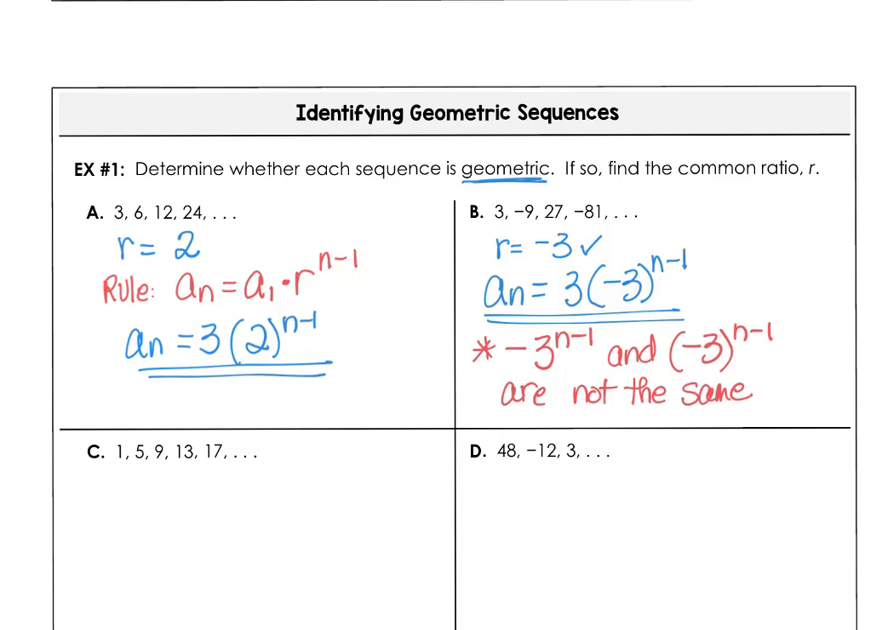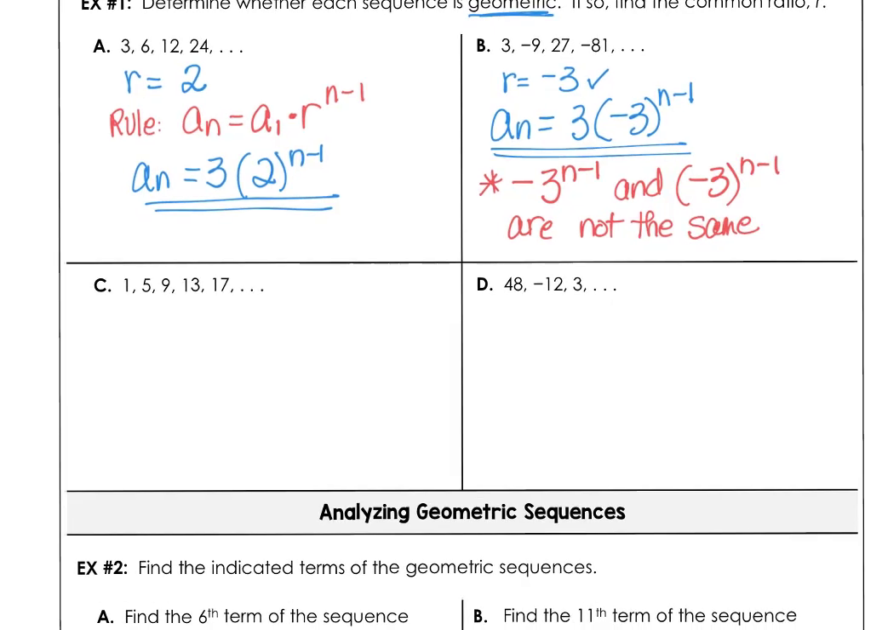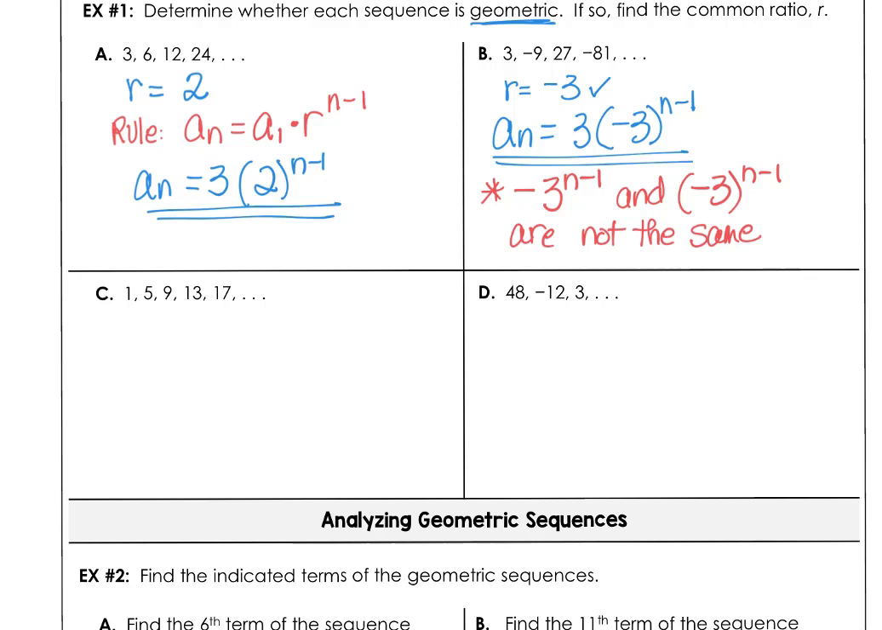Before moving on, on part C, 1, 5, 9, 13, 17, I don't believe that's going to give us a common ratio since 5 divided by 1 is not the same as 9 divided by 5. We could stop there, but if you just want to continue on, 13 divided by 9 and 17 divided by 13, this is not geometric.